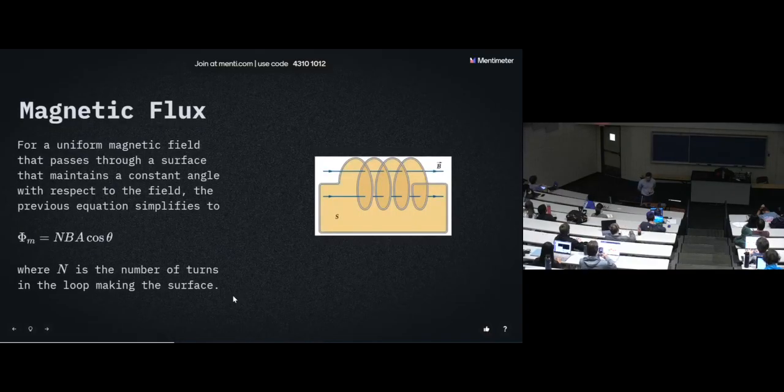For a uniform magnetic field, this is what I said on the previous slide. For a uniform magnetic field that passes through a surface that maintains a constant angle, meaning the surface has no curve to it, the previous equation simplifies, and what we will use most often in this class is phi sub m, the magnetic flux, is equal to NBA times the cosine of theta.